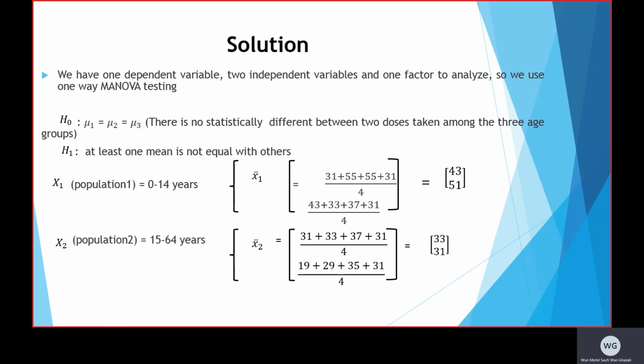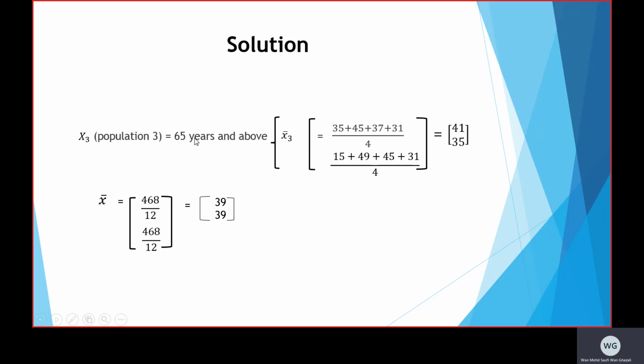For X1, we calculate X bar 1, the mean of X bar 1, which is 43, 41, and 51. So we calculate the mean for 15 to 64 years, which is 33 and 31. For the third population, 65 years and above, we calculate the mean and we got 51 and 35. We also calculate the mean for the whole population, and we got 39 and 39.